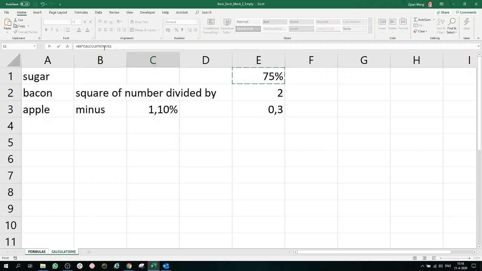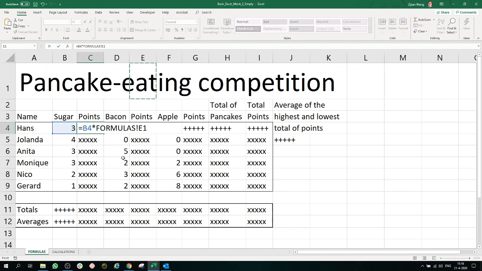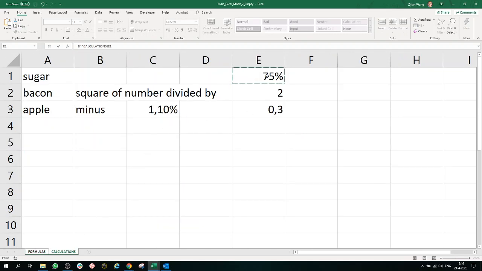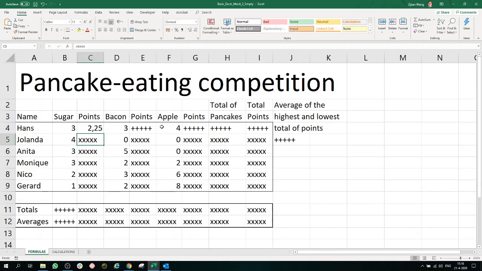If you go back, these calculations formula will follow to the formulas. You see here now it's not E1 in the calculation sheet, but E1 in the formula sheet. That's not what we need. So what we do need here is to go to the calculations and press enter. In this way, you make sure that you have the 75% referred to. Press enter. Yes, 2.25, that would work.